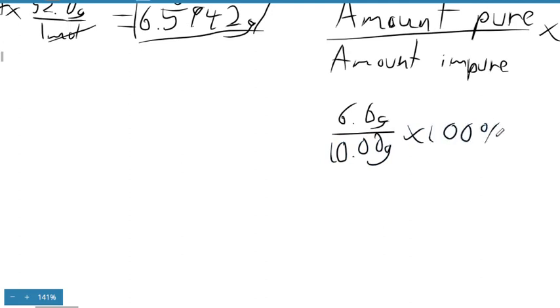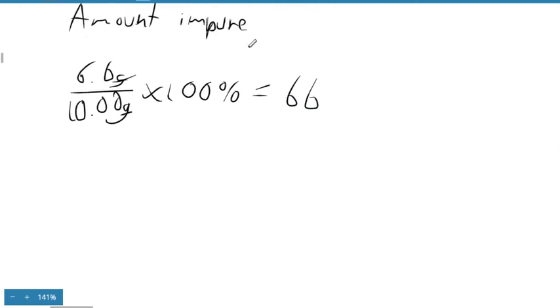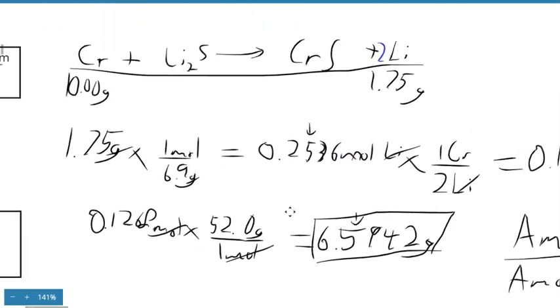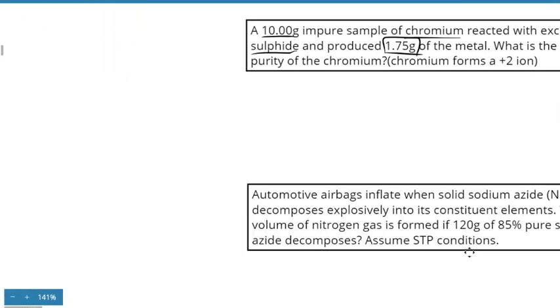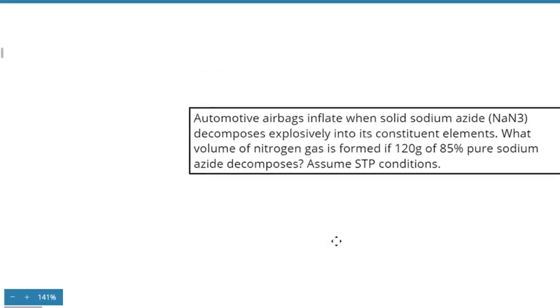Now we cancel out the grams, and then you can put this in your calculator. 6.6 divided by 10, 0.66, and then multiply that by 100, it's 66%. And that's our final answer. That's the percent purity of the chromium. Now, for the next question.